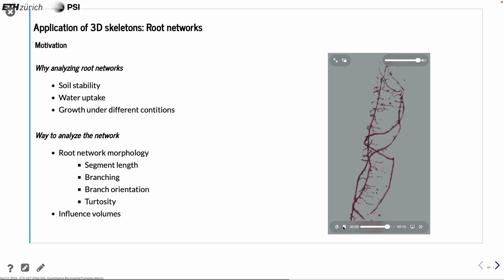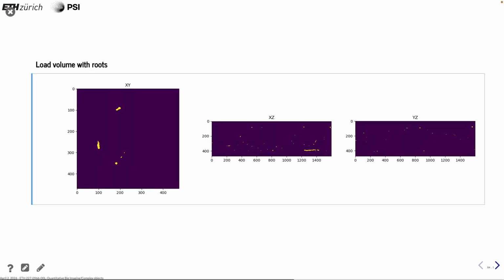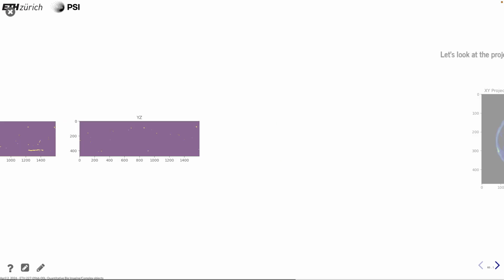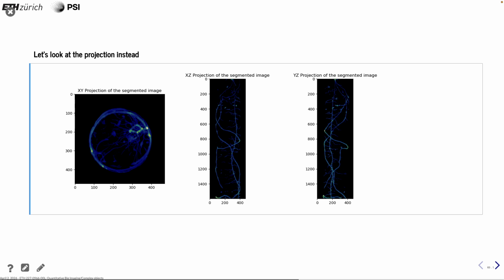So here we can see this little root network. And I have a data set here, so we can load it. The root network is already segmented. And if we look at single slices, it doesn't really give us much information. You just see some little dots in different slices because the roots are thin structures, so we can't really tell much. So what we do instead is looking at the projection in different directions. And then you can see a 2D projection. So here's the XY looking from the top. And then you have the side view, different side views, and there you can also see how the root network looks like.